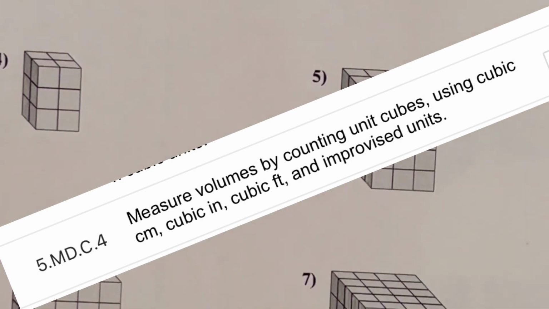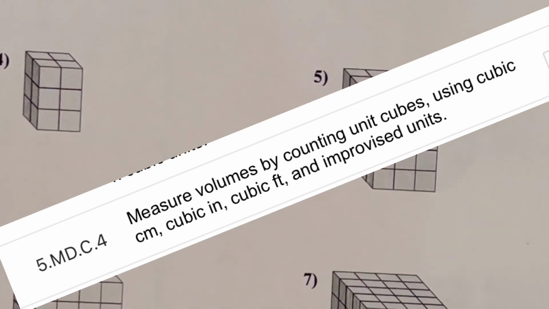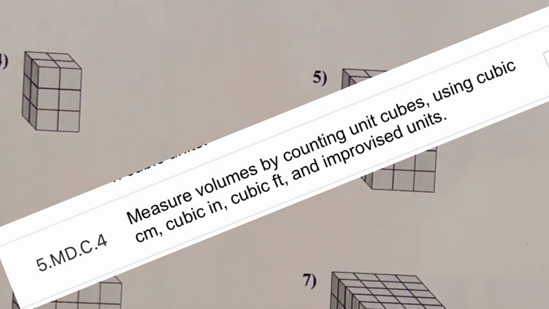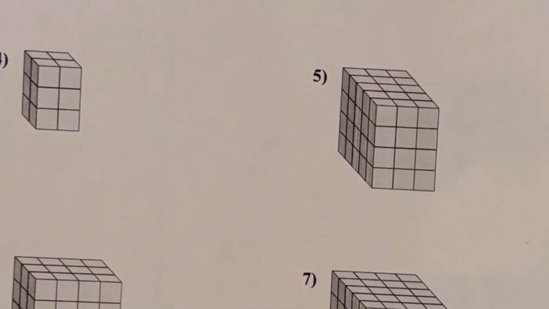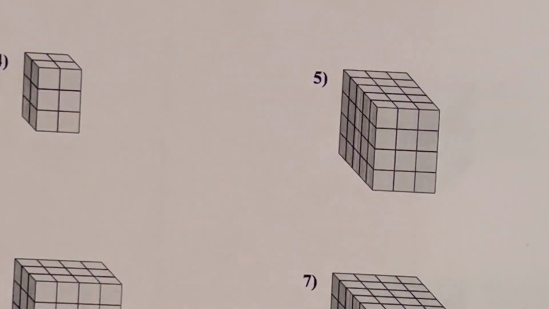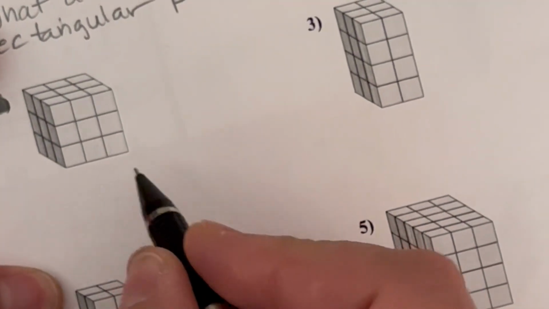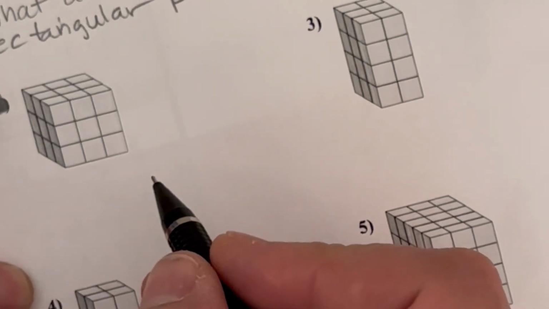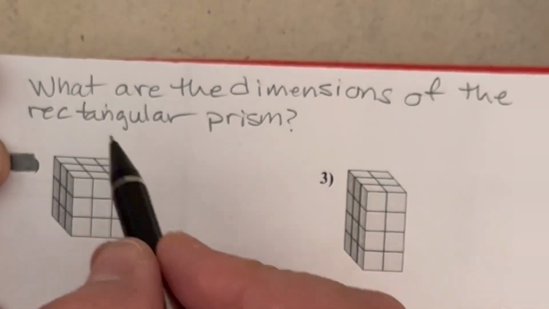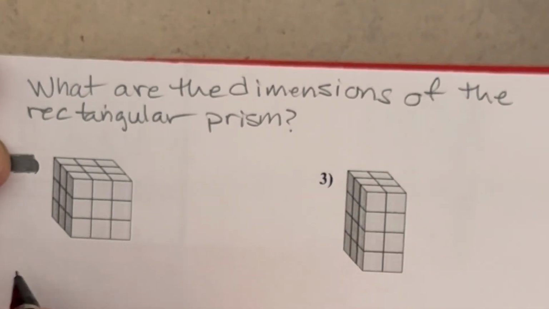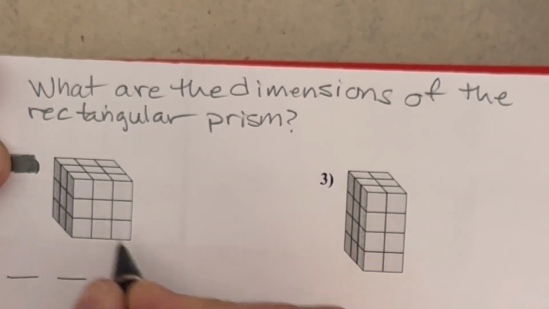So this lesson is about finding volume, and it relates to standard 5.MD.4. Measure volume by counting unit cubes using cubic centimeters, cubic inches, cubic feet, and improvised units. What that all really means is that they want us to take a look at these shapes and figure out what the cubic volume is of these rectangular prisms. And the question will be asked, what are the dimensions of the rectangular prism? So to find that out, we're going to multiply three things.